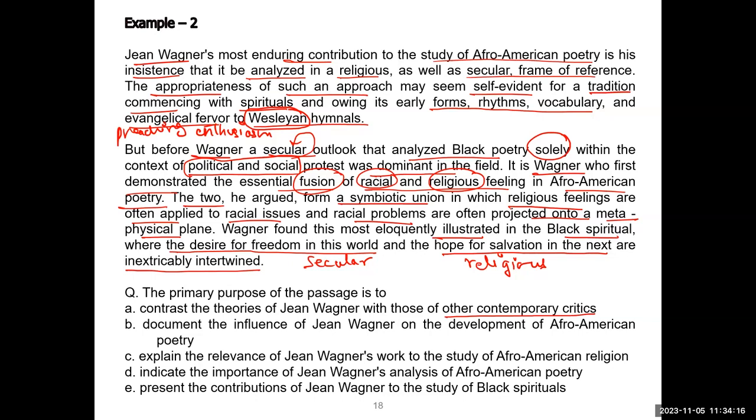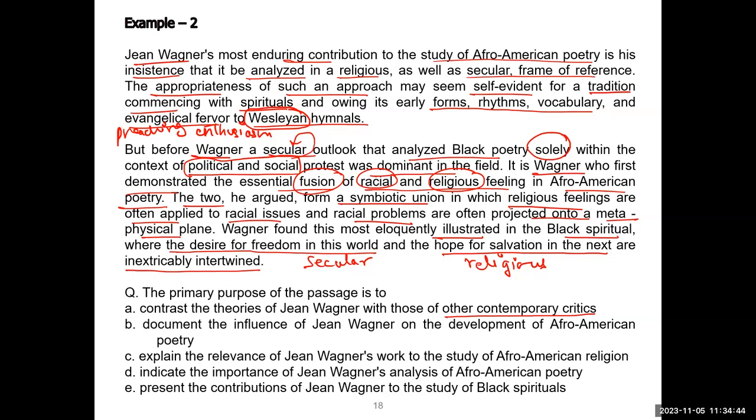So first of all, do we know about any contemporary critic? Is there any contemporary critic that we know of? No, sir. Whatever people we know of, they were before Wagner. The second paragraph says before Wagner. So whatever people are mentioned, they lived before Wagner. They are not contemporaries. So if you want to contrast the theories of John Wagner with those of other contemporary critics, you will need information from outside the passage.